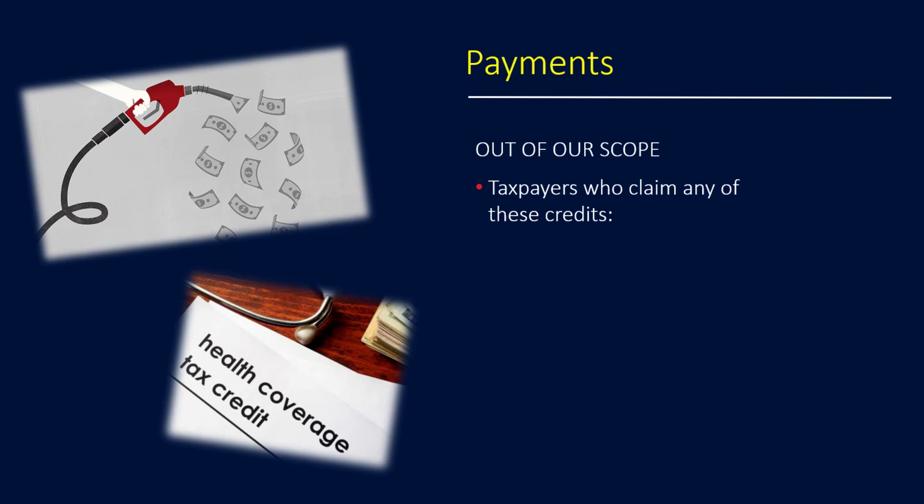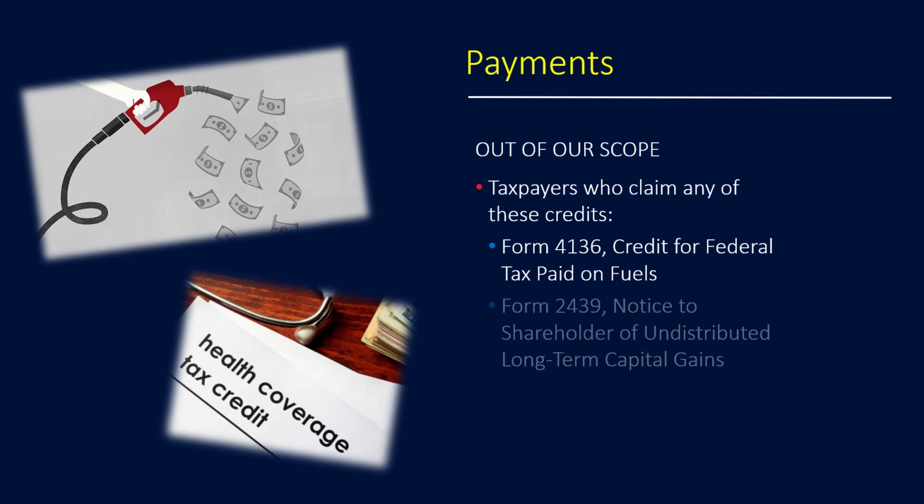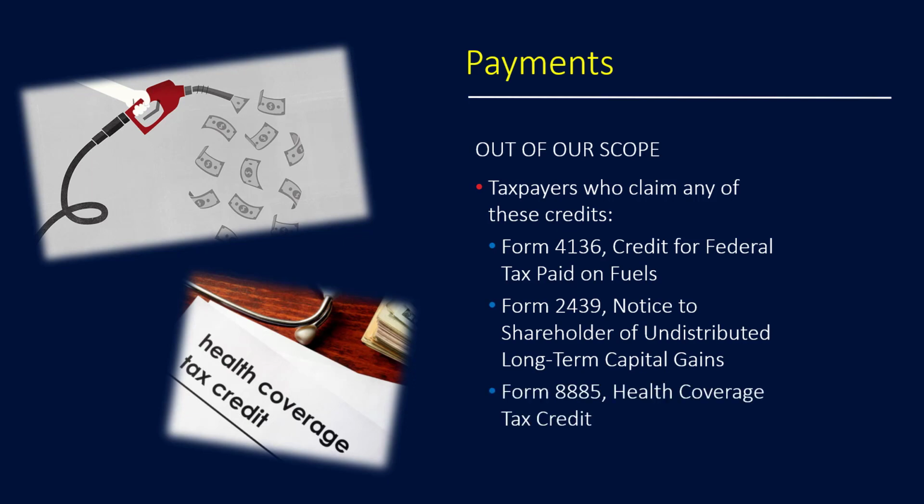A little bit out of our scope for this course, taxpayers who claim any of these credits: Form 4136, the credit for federal tax paid on fuels; Form 2439, notice to shareholder of undistributed long-term capital gains; and Form 8885, the health coverage tax credit. You may run into these somewhere during the tax season, but again, these forms are a little bit out of our scope.